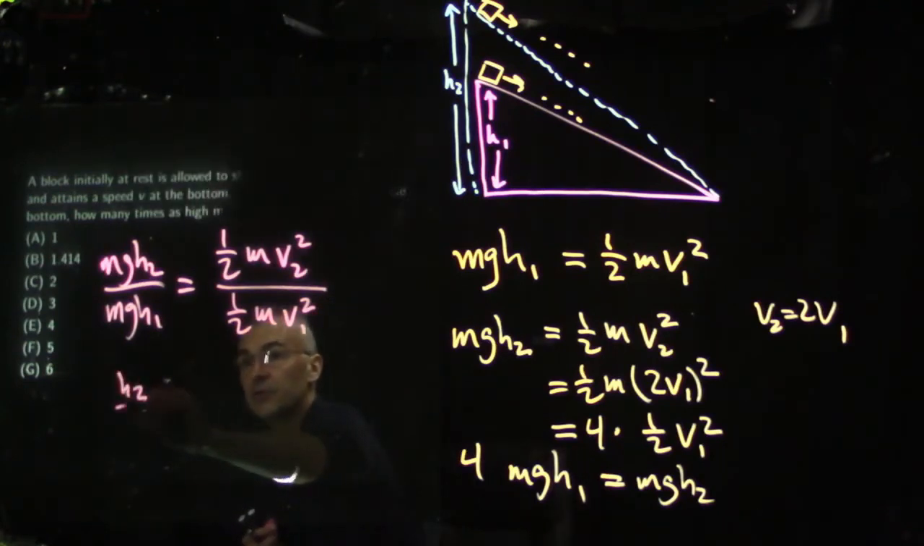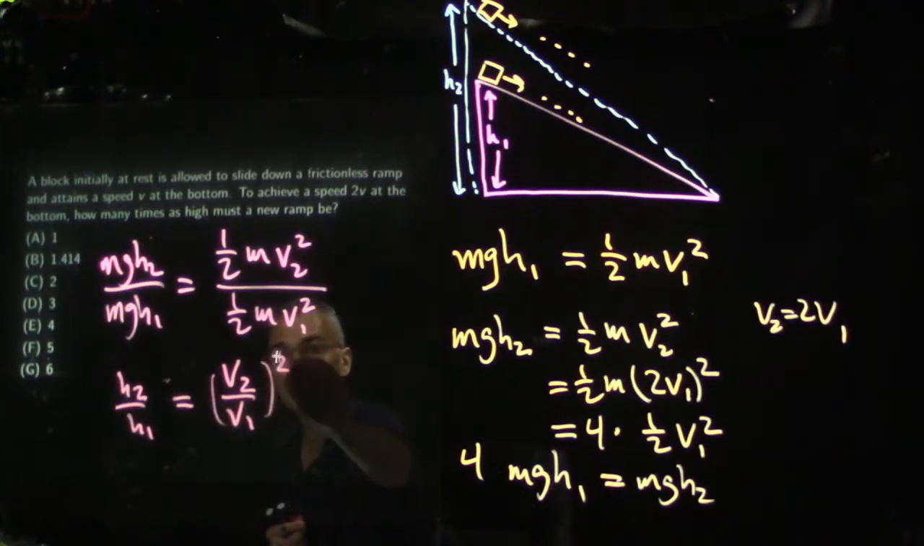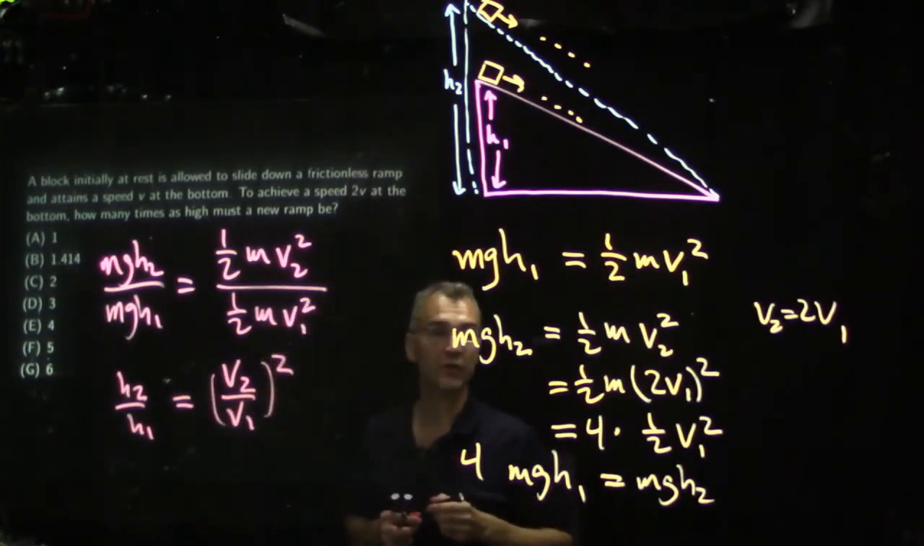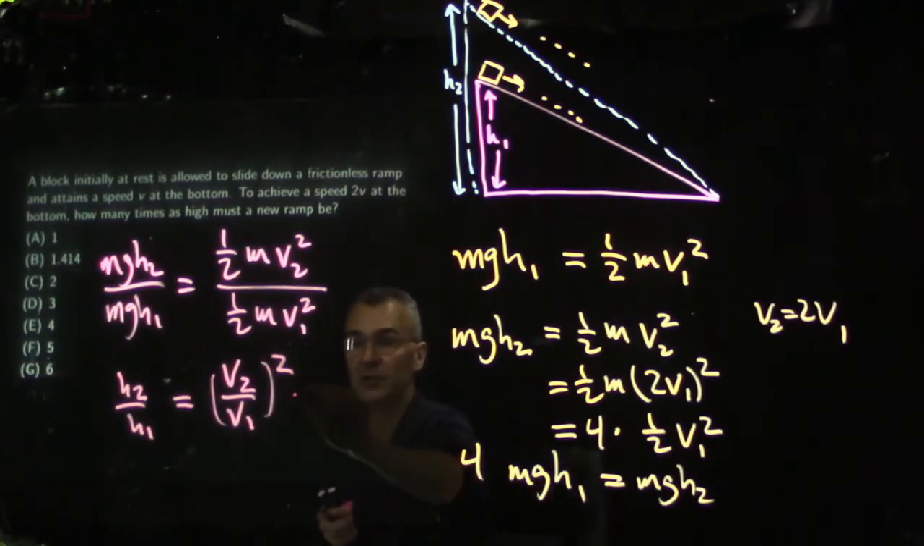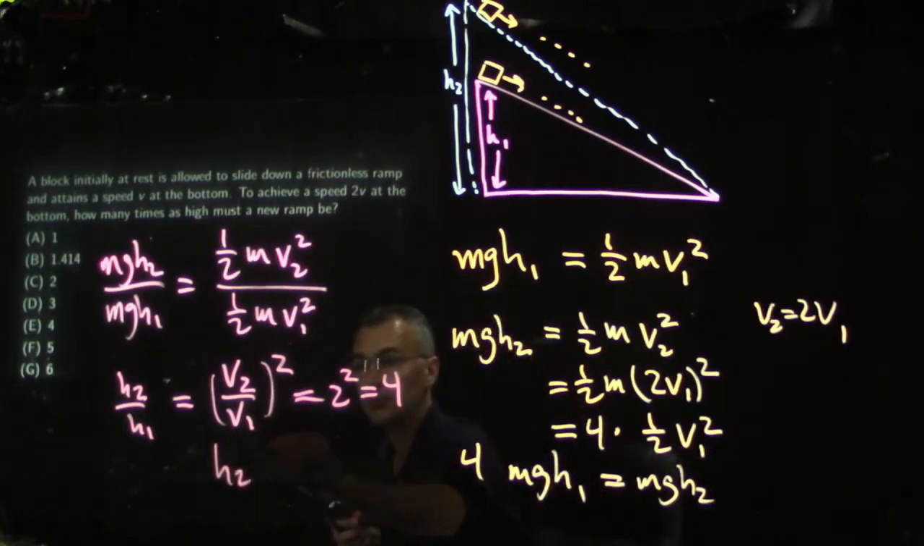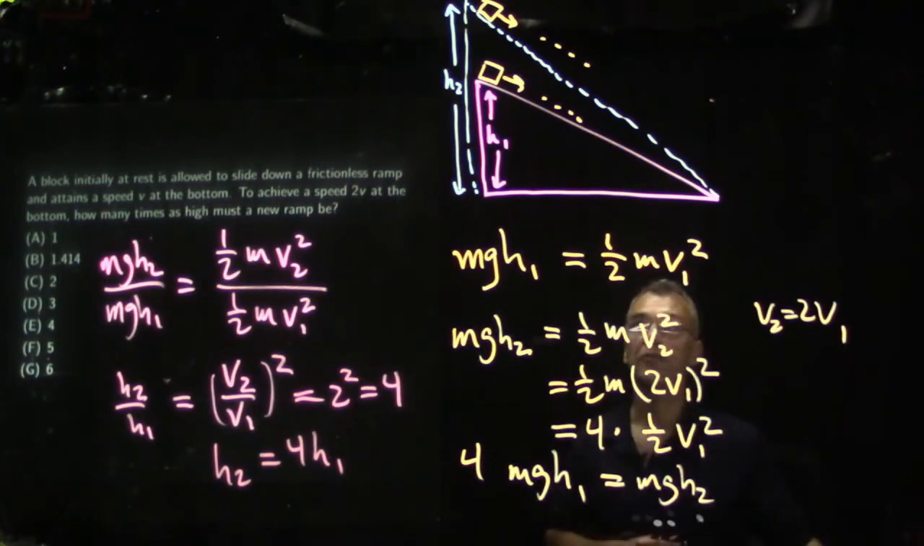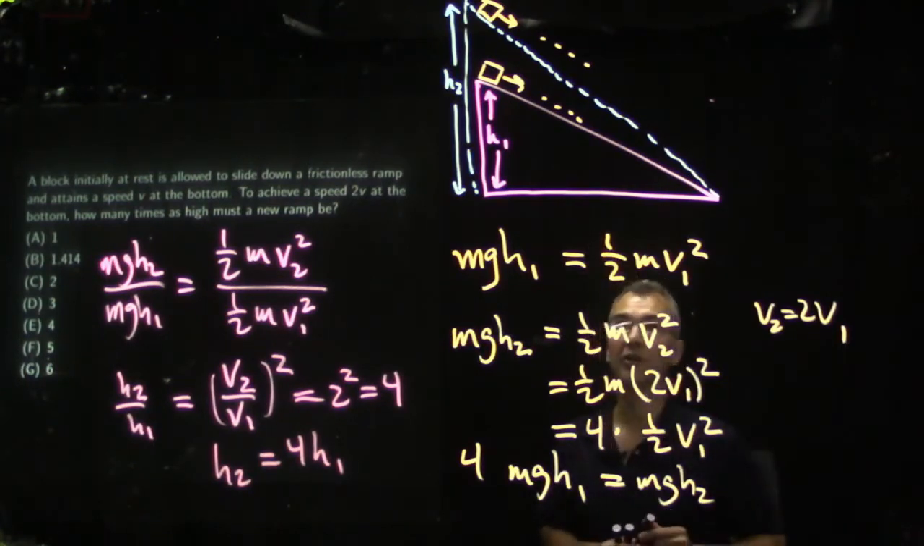So h2 over h1 must be v2 over v1, the quantity squared, and you know v2 is 2 times as big as v1. So this is 2 squared, which is 4. So h2 must be 4h1. So we must need to build a new ramp which is 4 times as tall as the initial ramp in order to achieve twice the speed at the bottom.